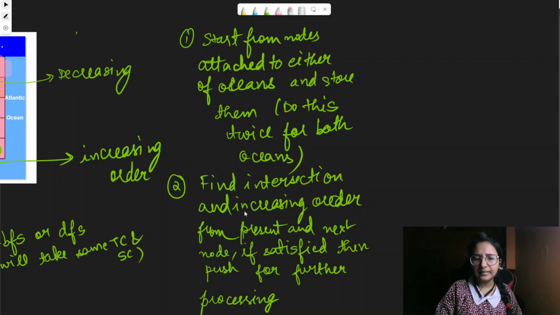And then find the intersection of increasing order from the present and the next node. If satisfied, then push for further processing. So that's the thing which we will be doing.